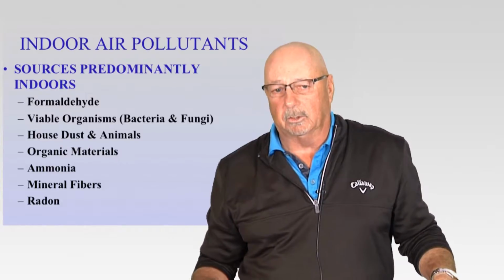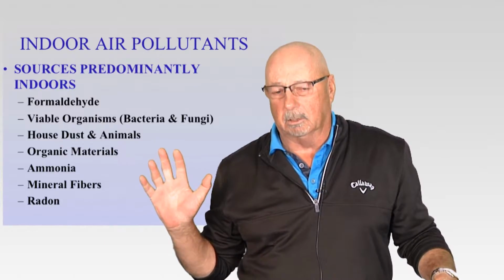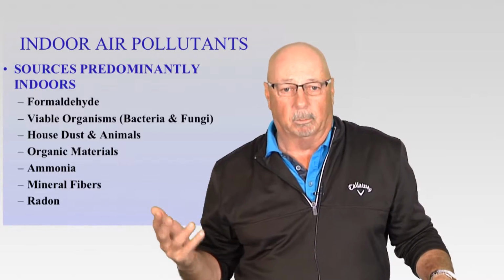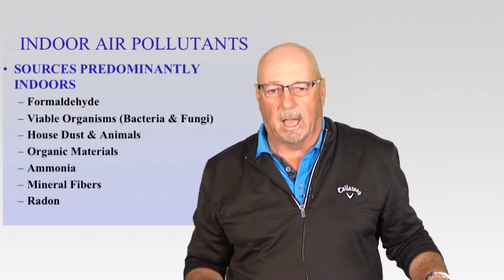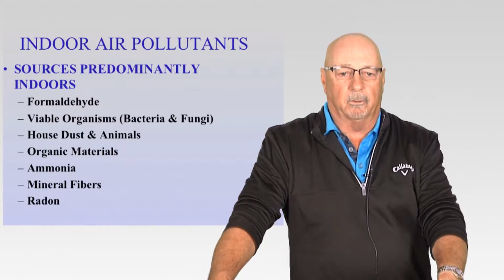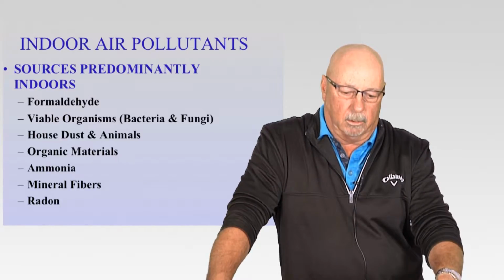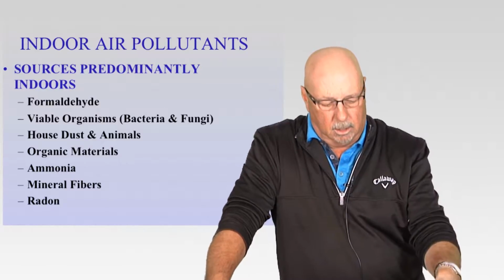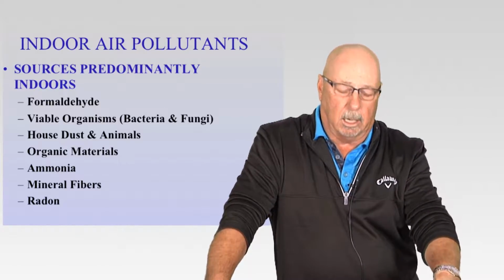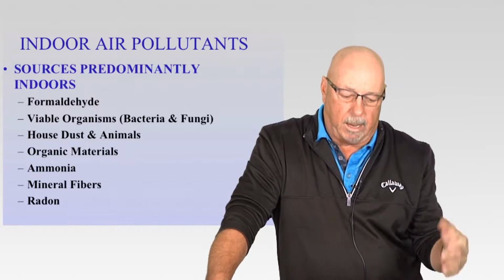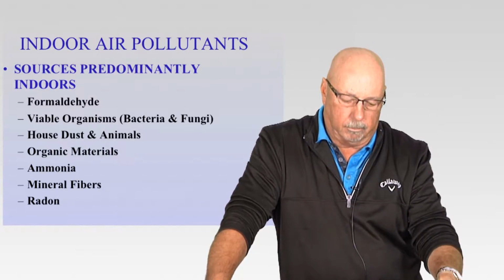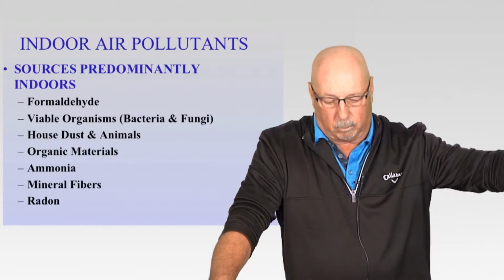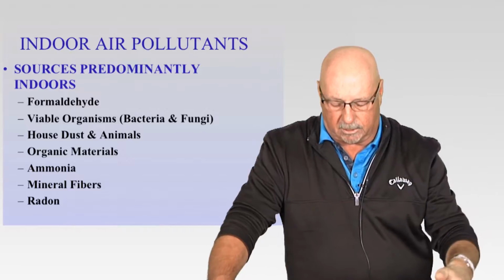Organic materials, you can get contaminants from cooking, ammonia, again, from cleaning compounds. You can get fibers of different types, mineral fibers. And then another indoor pollutant we commonly can find in certain parts of the country is radon, which is a radioactive byproduct of radioactive materials decaying. And radon is one of the daughters that is produced in the decay process.